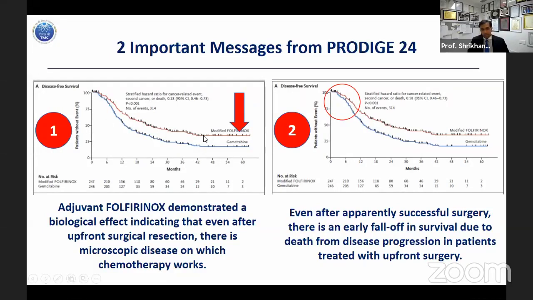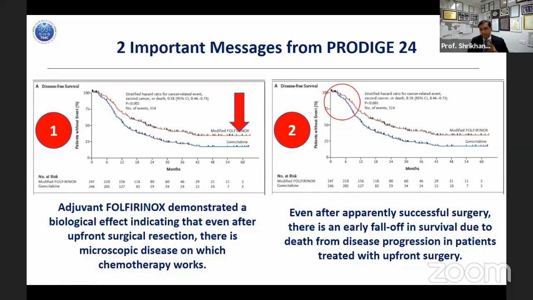Here you see the Kaplan-Meiers, and you see that adjuvant FOLFIRINOX demonstrates a biological effect, indicating that even after doing surgery first, there is microscopic disease on which chemotherapy is working. So it's a systemic cancer even after good resection.